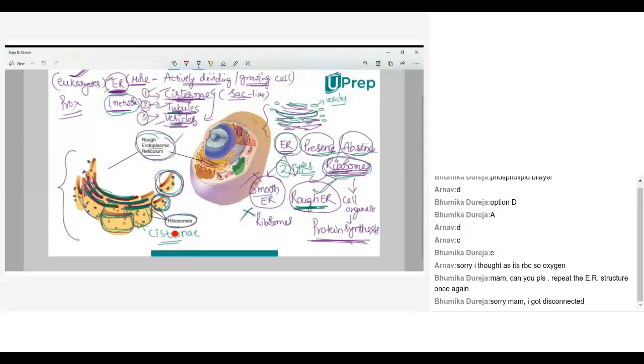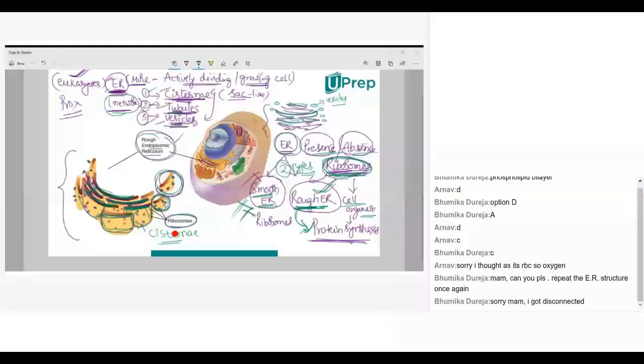If ribosomes are absent, then they are called smooth endoplasmic reticulum. When you take ribosome function, ribosomes are also cell organelles that are involved in protein synthesis. So, rough endoplasmic reticulum is involved in protein synthesis, whereas smooth endoplasmic reticulum is not involved in protein synthesis. Why? Because in rough endoplasmic reticulum only ribosomes are present, so they are involved in protein synthesis. This is all about endoplasmic reticulum structural aspect.